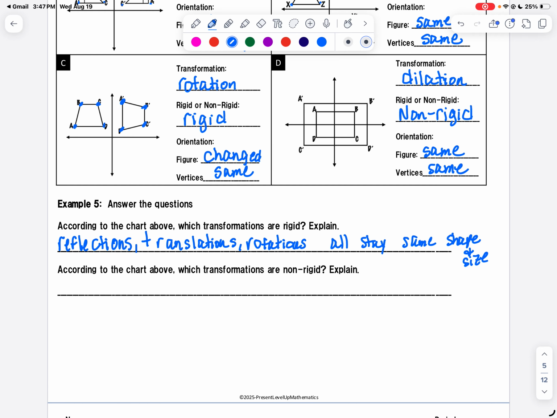All right, according to the chart above, which transformations are non-rigid? Well, there's only one, and that was our dilations, because dilations change the size. Why did I write side? I meant to write size. If I could erase that. They change the size of the pre-image. And that concludes today's lesson, Introduction to Transformations.